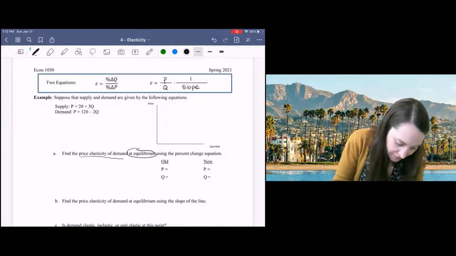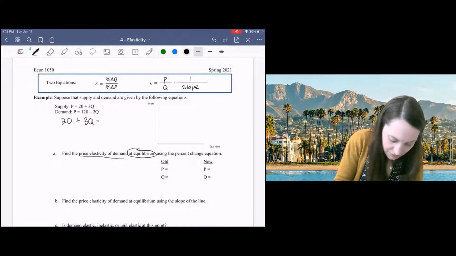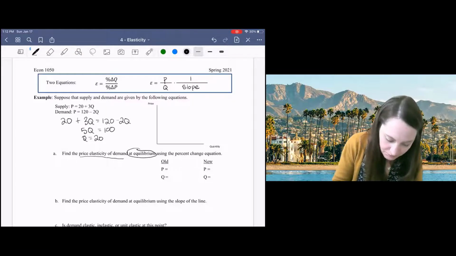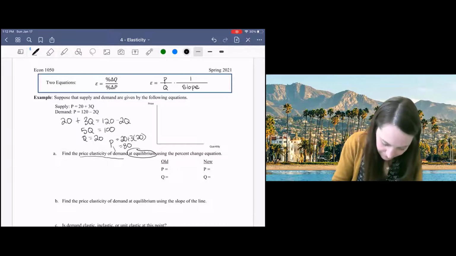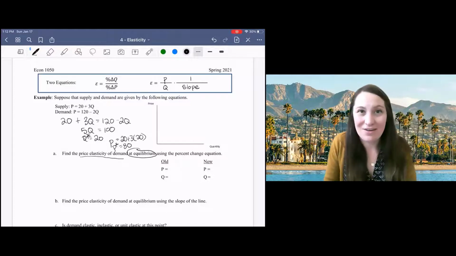So to do that, we set our supply equal to demand and rearrange. I get a quantity of 20 and price of 80. Now let's put everything on the graph.